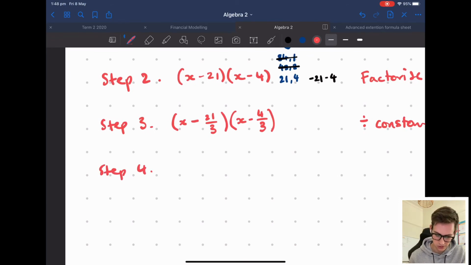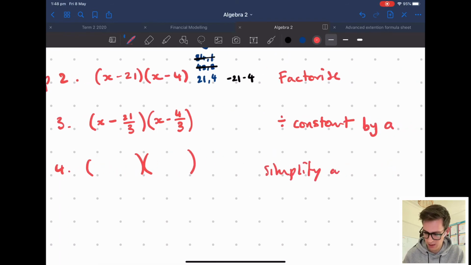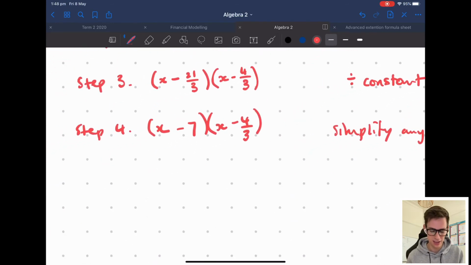Now step 4 is quite nice. What we're going to do is simplify any fractions that we can. So you go 21 over 3. Does 3 go into 21? It does 7 times. And you could do that on your calculator too, just type in that fraction. But negative 4 over 3 doesn't simplify. I could write it as 1 1/3, but that doesn't do me any good. Okay, so I'm going to leave it there.